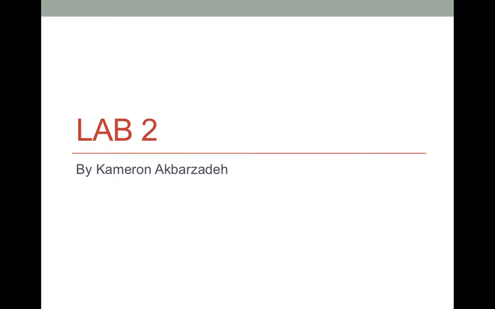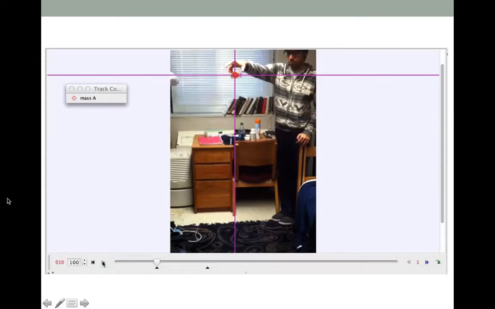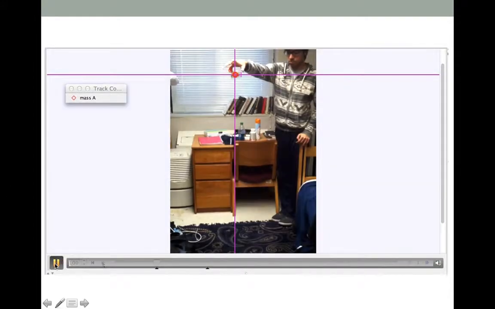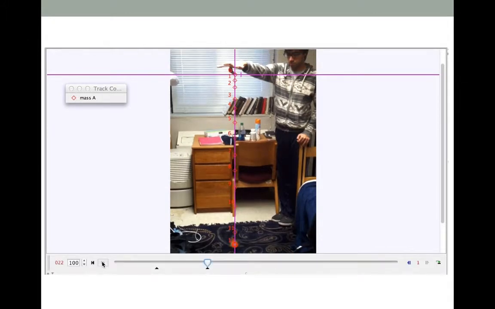In this lab, I dropped a stress ball shaped like a piece of potato bread from 1.397 meters to the ground. The mass of this bread-shaped ball was 0.024 kilograms.